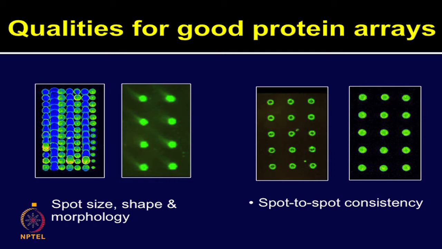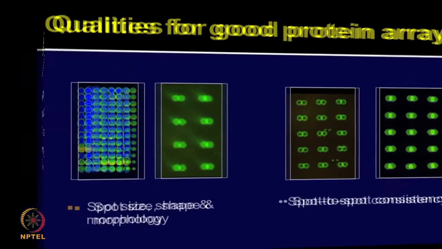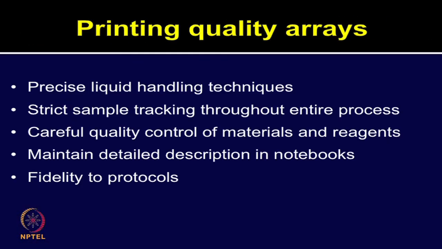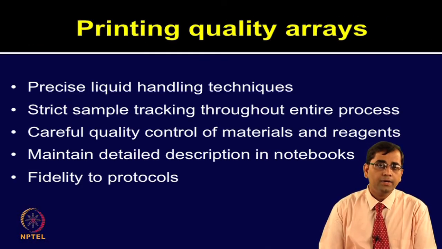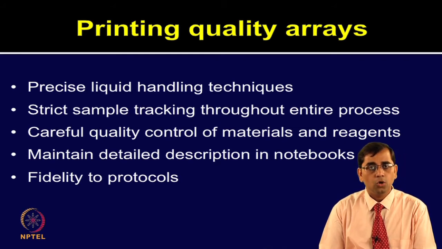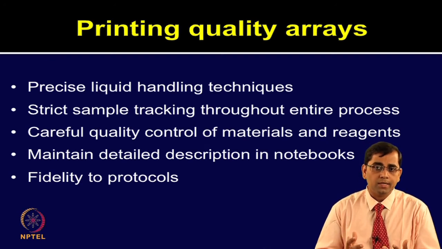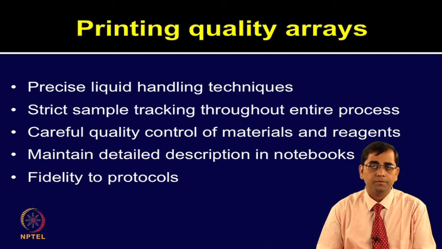could be useful, such as spotting solutions, spotter capability, maintaining the temperature, maintaining humidity conditions, keeping a dust free environment are important considerations. For printing quality arrays, you need to have a precise liquid handling system. As I have mentioned, each step can be automated. You need to keep track of the entire process, so you can troubleshoot if anything goes wrong at any step.